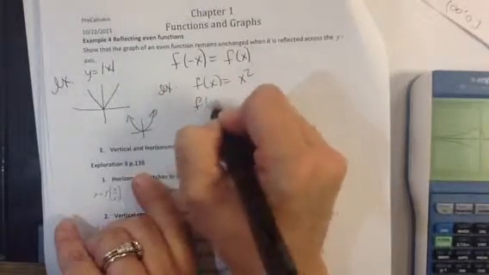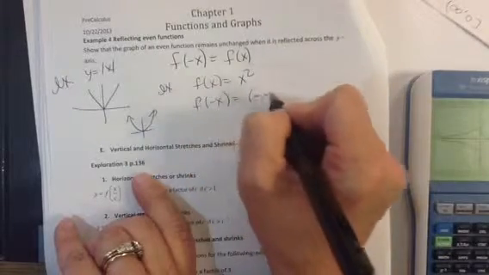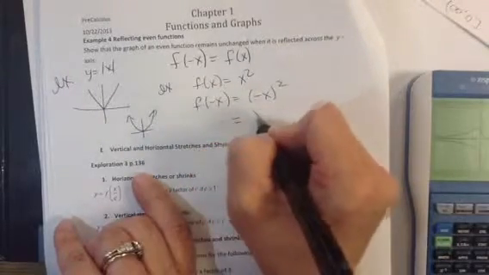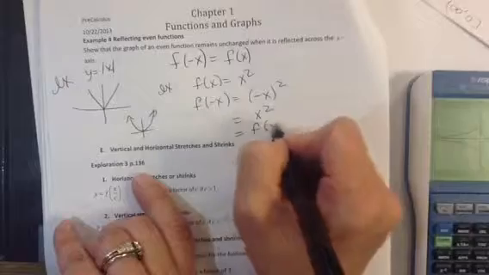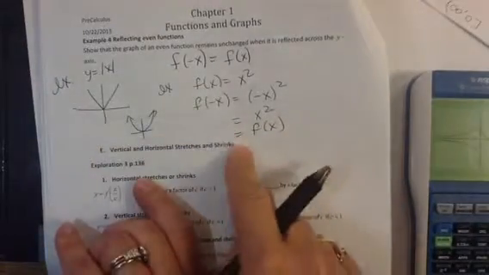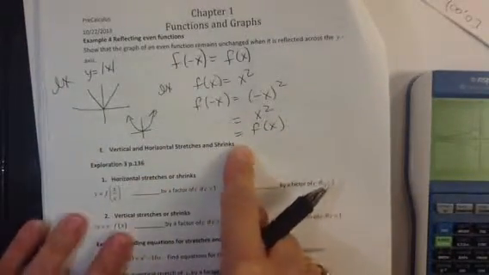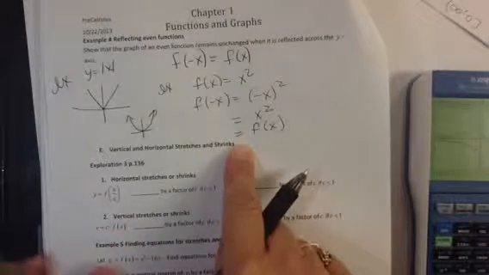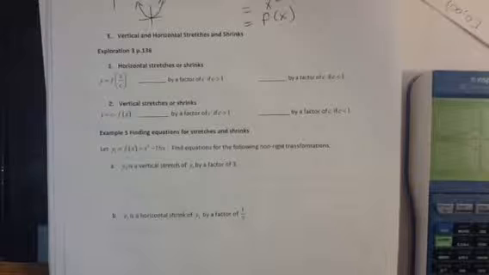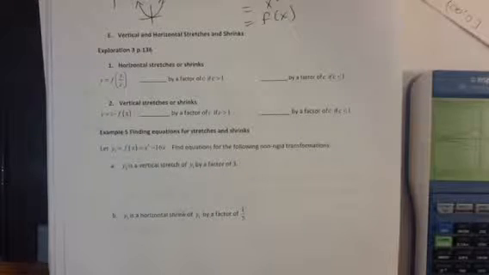So now I plug in a negative, and I square it, and that's exactly what the original function is. That's why even functions do not look any different when we reflect across the y-axis. Now what about horizontal stretches and shrinks? Those are a little bit different.